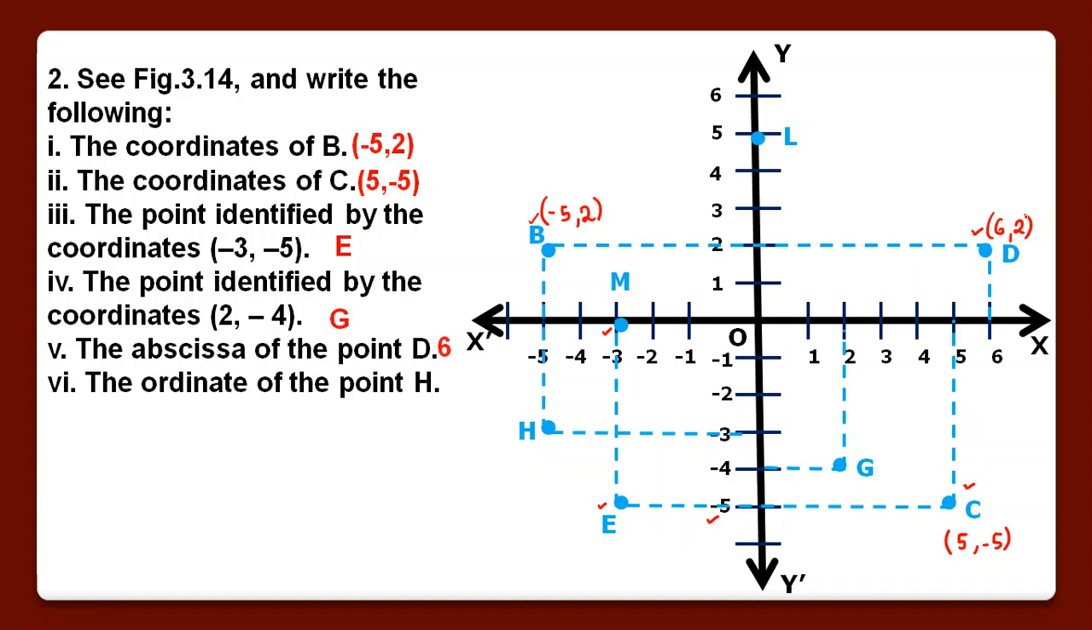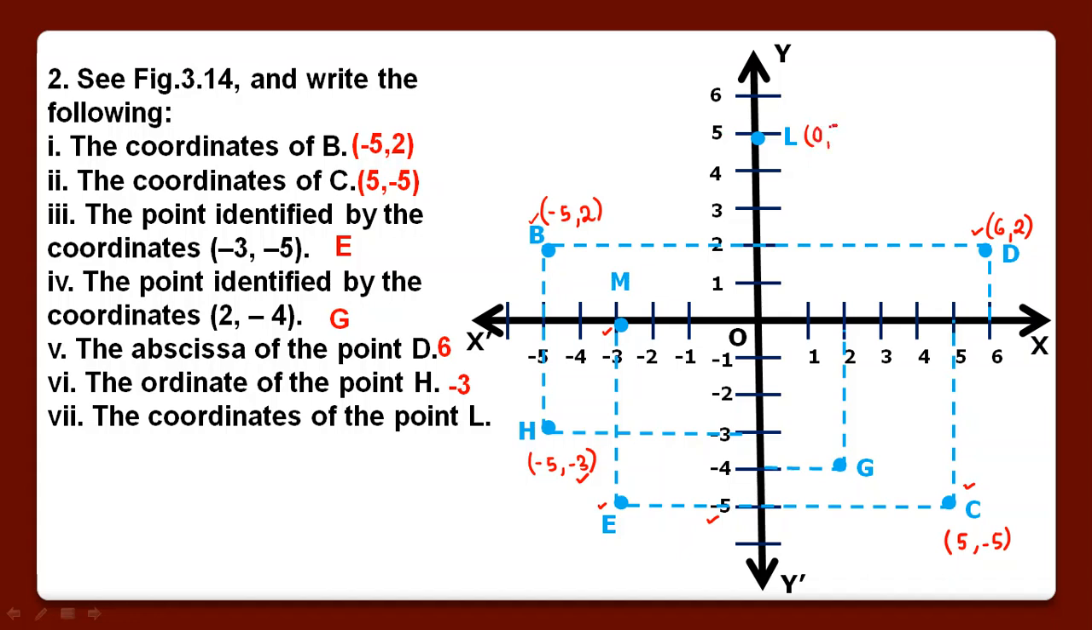Sixth part is the ordinate of point H. First of all we have to write the coordinates. X coordinate is -5 and y is -3. So उसका ordinate क्या होगा? -3. In this way. The coordinates of the point L. Here we are having L on y axis. So उसका x coordinate तो होगा 0 and y coordinate will be 5. 0, 5.